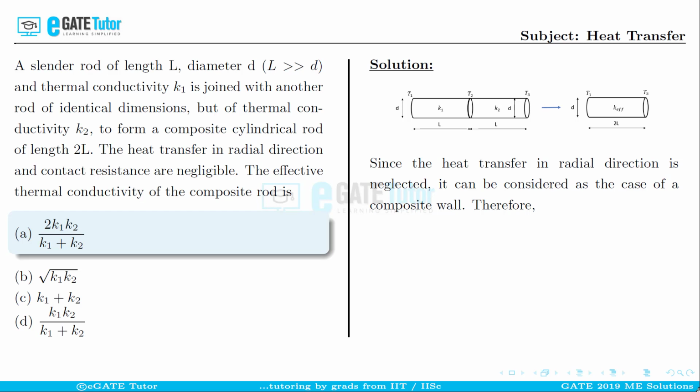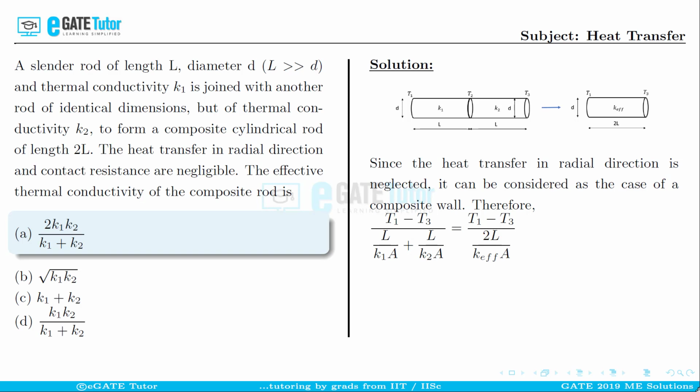Therefore, in case of a composite plane wall, we can write the heat transfer in the direction of length as temperature difference divided by thermal resistance of individual slabs. Therefore, for this first figure, we can write the heat transfer as T1 minus T3 by L by K1A plus L by K2A. And for this resultant composite cylindrical bar, we can write the heat transfer rate as T1 minus T3 by 2L by K effective into A.